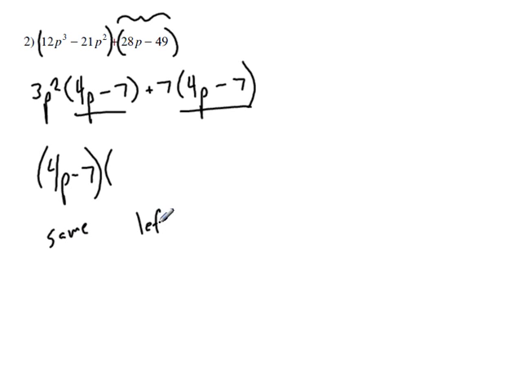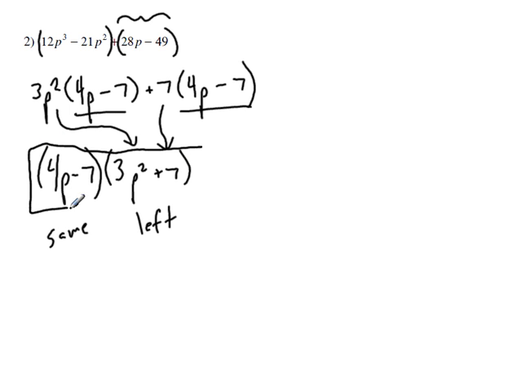And what's left is 3p squared plus 7. That's your answer. Stop right there. This is fully factored. It's a fully factored version of this original expression.